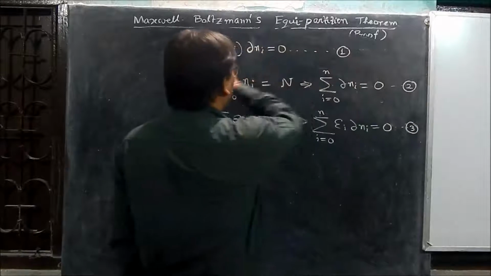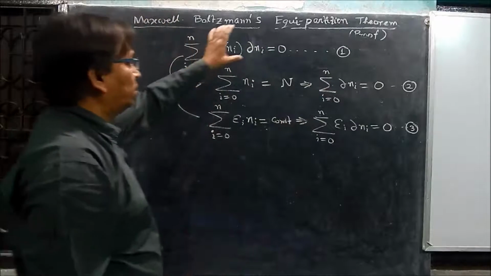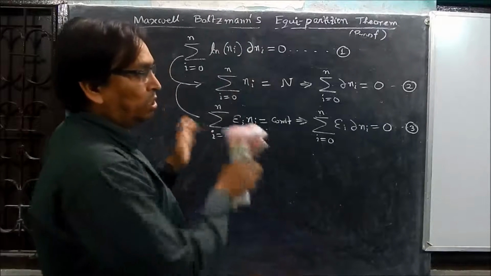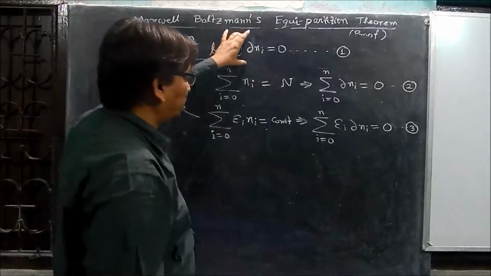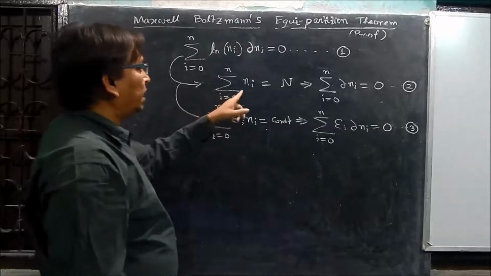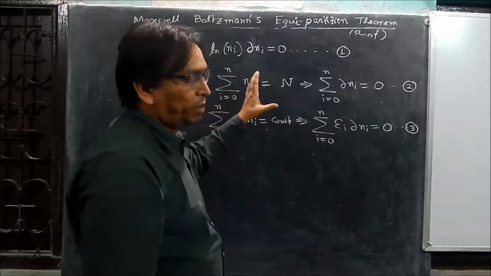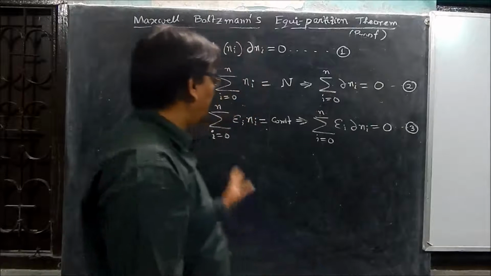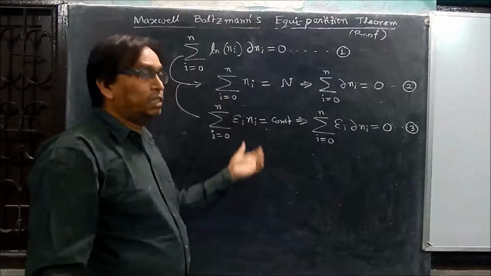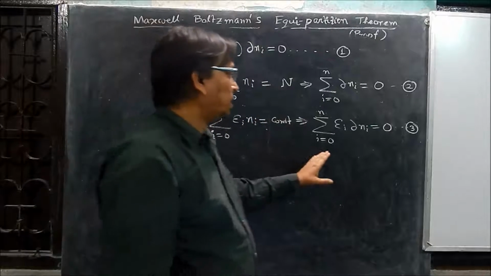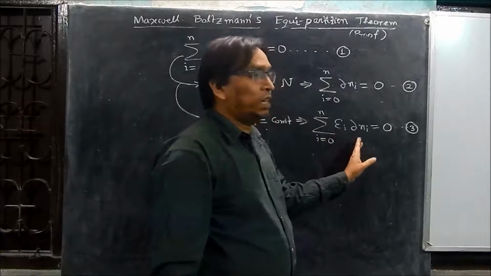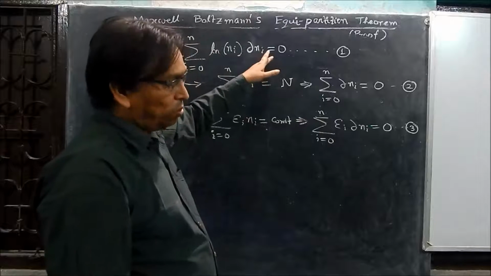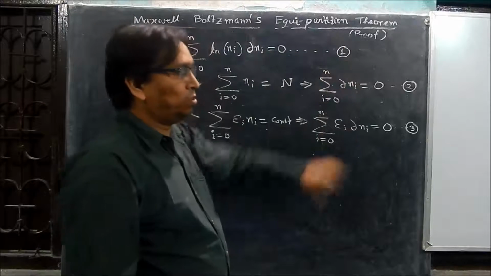So we have to maximize this thing. Maximize means we have to find the solution of this thing. We have come to this condition that we have to find the solution subject to constraints: the total sum of the particles is constant, so del ni summed equals 0. And the second thing is that the total energy is also constant, so epsilon i into del ni summed equals 0. We have to find the solution of this thing, keeping in mind these two conditions.